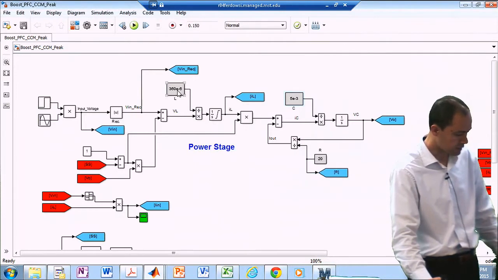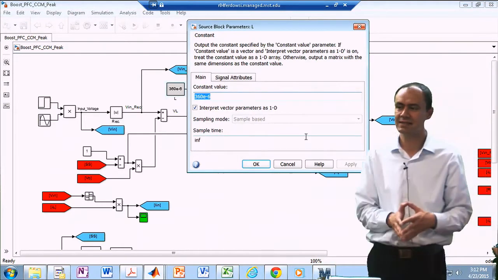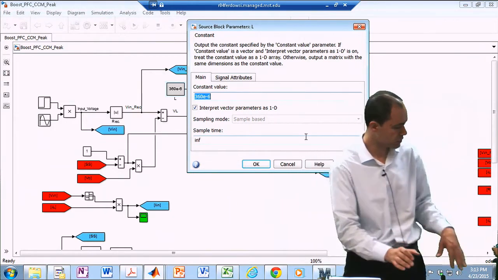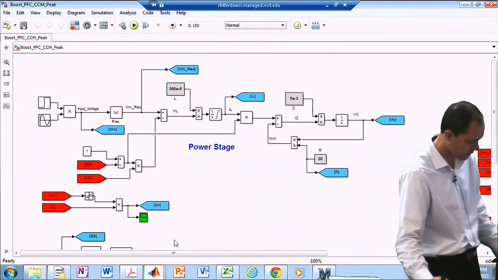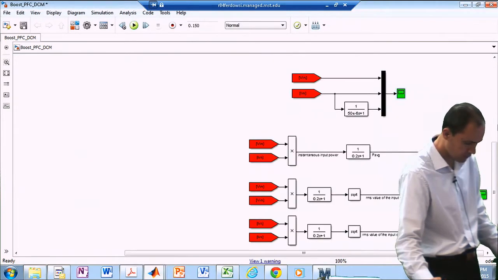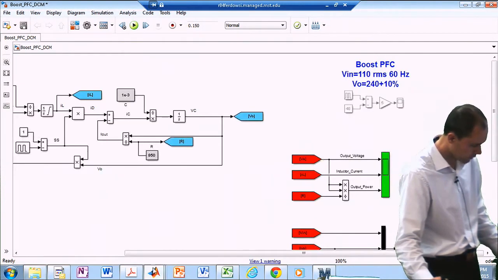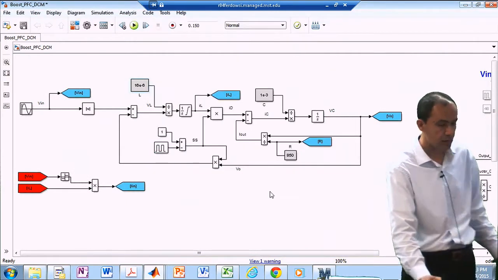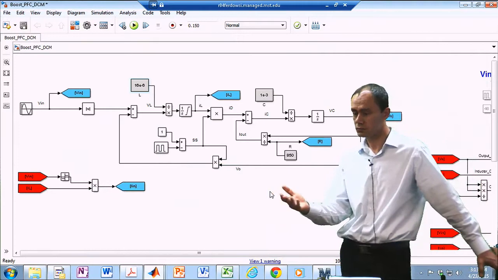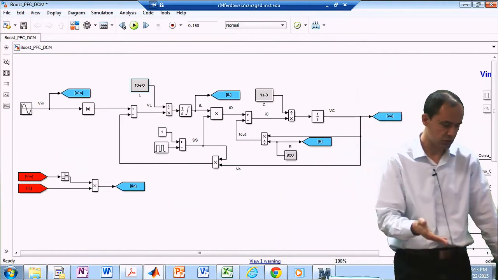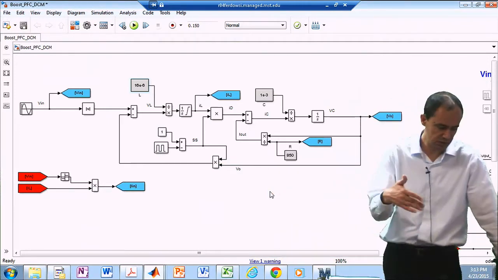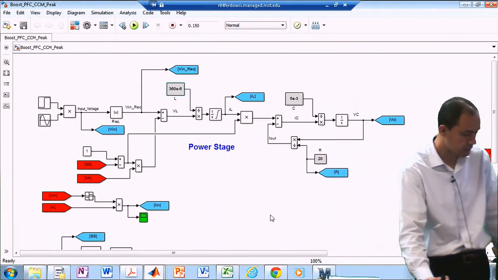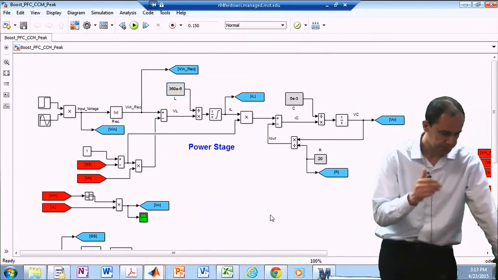But because I'm expecting this to function in CCM, my inductor is much larger than the one we were seeing earlier. How much was it before? It's 360 now. I think it was like 20 or 30 here. 16. So you can see that my inductor is like 20 times larger. Previously I was trying to function always under discontinuous conduction mode. Here I'm trying to function always under continuous conduction mode.